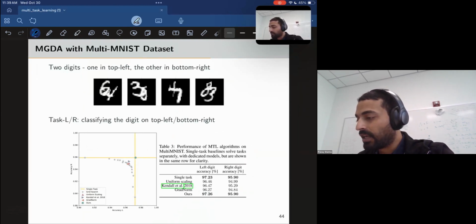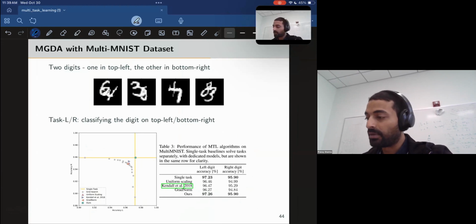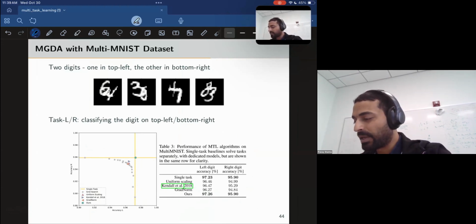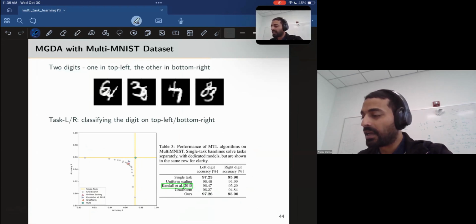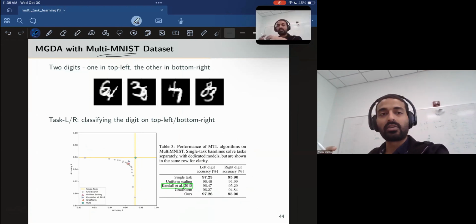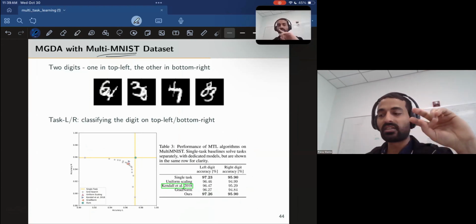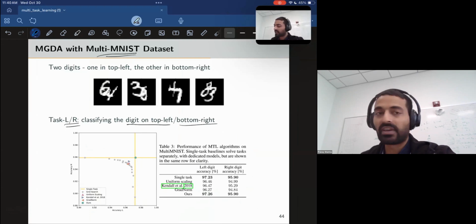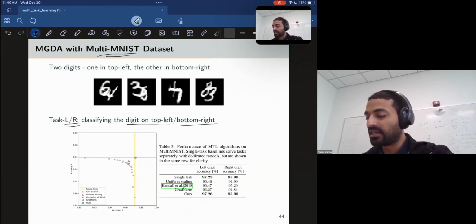And MGDA has been used for multitask learning extensively. One of the initial papers used it for the multi-MNIST data set. What you do is you take two digits and place one of them in the top left corner and the other in the bottom right corner. So these two digits give you two tasks, left and right. The left task is classifying the digit on the top left, and the right task is classifying the digit on the bottom right. And it turns out that MGDA improves the performance significantly.